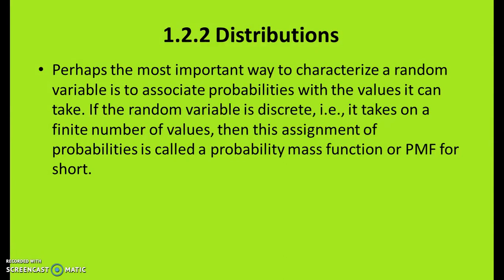Now, let's say you have something like the distance in light years of a particular planet or star from Earth. We cannot tell it as a finite number. So we are specifically talking about a finite number of values here, and for that we are considering the PMF. PMF stands for probability mass function.